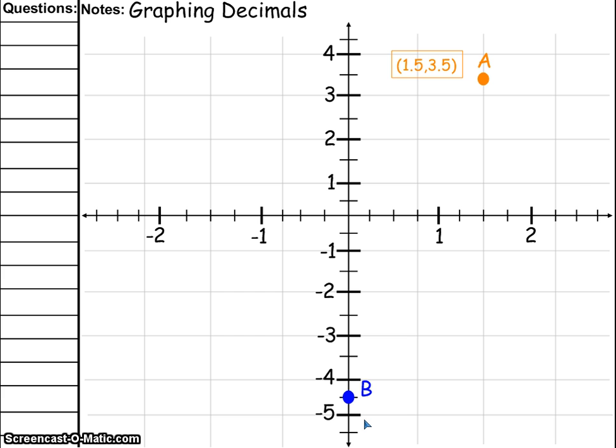Point B is located, since it goes nowhere along the x-axis, it stays at the origin 0, so the x-coordinate for point B is 0. And it goes down the y-coordinate, so it's going to be negative, and it goes past -4 to the 0.5. So the coordinate for point B is 0, -4 and 5/10.